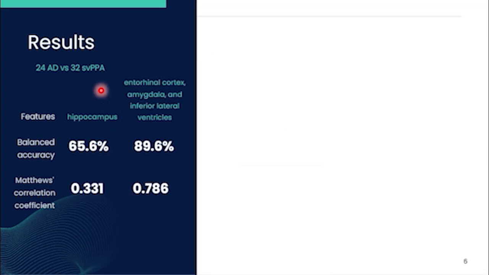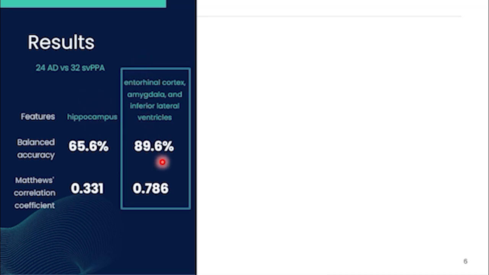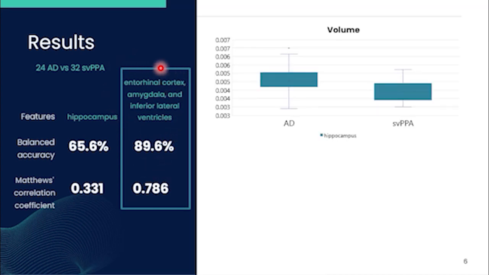In regards to differentiating Alzheimer's from the semantic variant, we can see that we also did not obtain the best results with the hippocampus. The result that achieved the highest values was with the combination of these regions. And when we see the plots, we can see as well there are no statistically significant differences between these regions, although the patients with semantic variants tend to have lower volume in comparison with Alzheimer's.